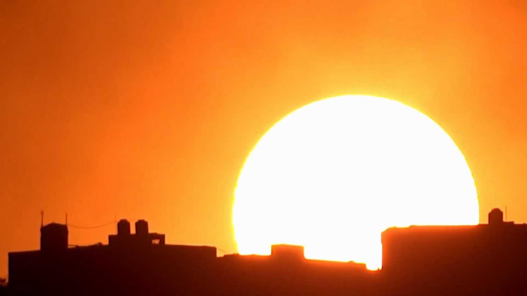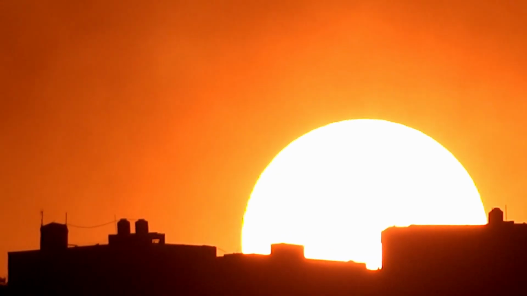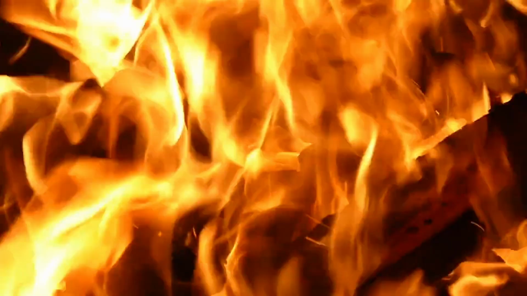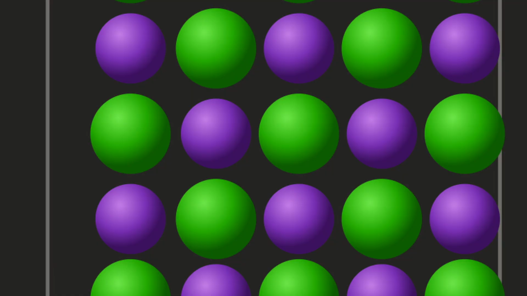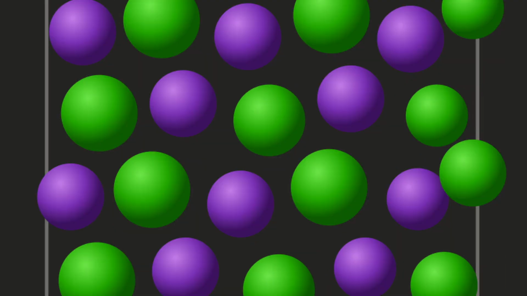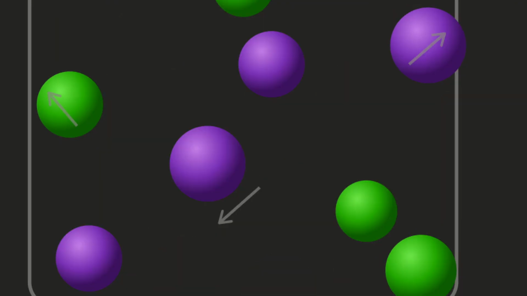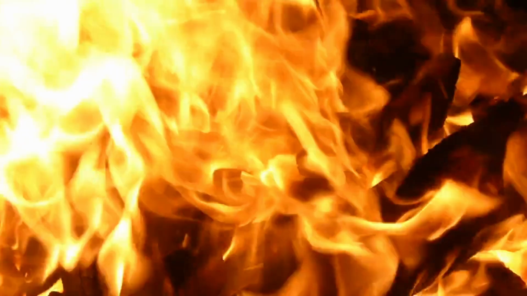The reason these states behave differently is because of how their particles are arranged. In solids, particles are tightly packed together. In liquids, particles are more loosely arranged and can move around. In gases, particles are far apart and move freely. In plasma, particles are highly energetic and charged.